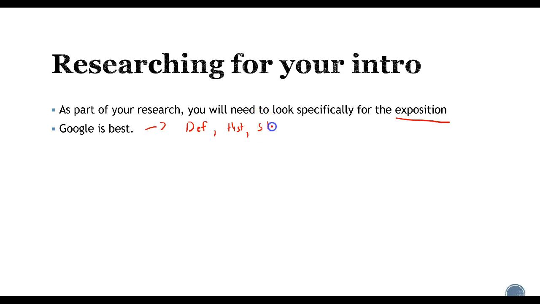Maybe you want to find some statistics. Maybe you could say "number of fracked wells" or something like that on Google and see if you can find some statistics. So you're going to have to do some research that is specific to your exposition in order to be able to write this effectively. And I think that's a good place to start, by doing that on Google. Search for those definitions, histories, laws, and statistics related to your topic, and then you can write your introduction.